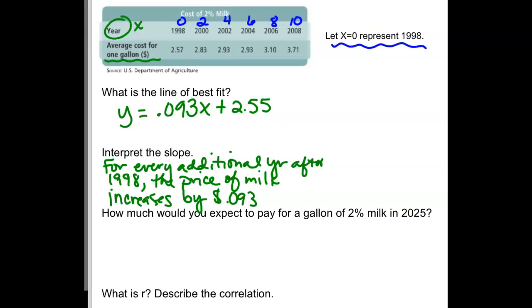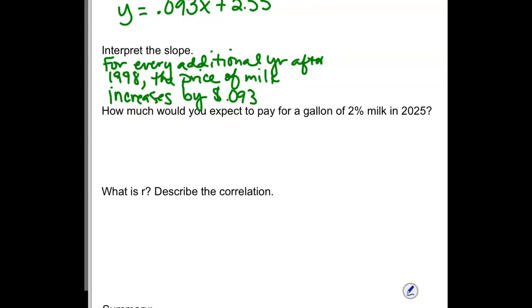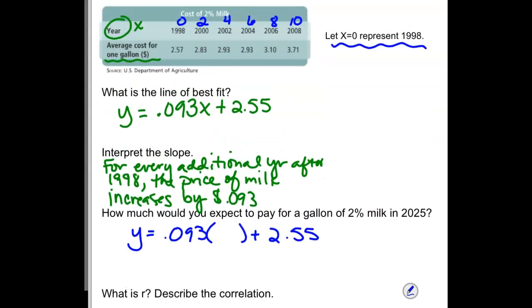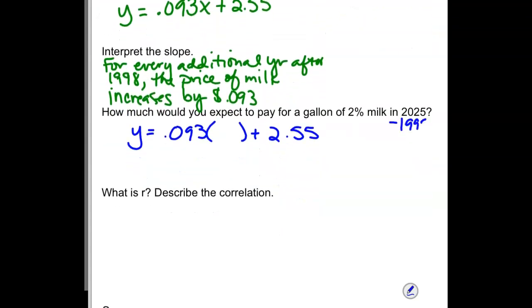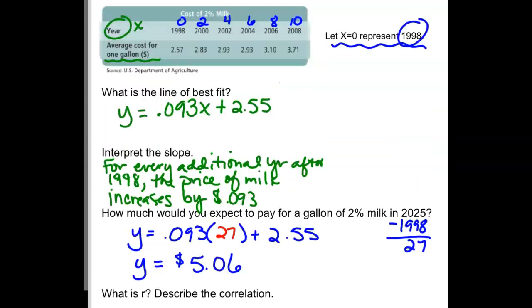How much would we expect to pay for a gallon of milk in the year 2025? So going back to our equation, now for x, we have to figure out what is our x value in 2025. We were told that 1998 is being used as x equals 0. So let's subtract 1998 from this, and we're looking at 27 years later. So we're actually going to put a 27 in here for our x value. Again, using your calculator, you should get that a gallon of milk in 2025 would cost $5.06 if the same pattern continued as it was from 1998 up to 2008.